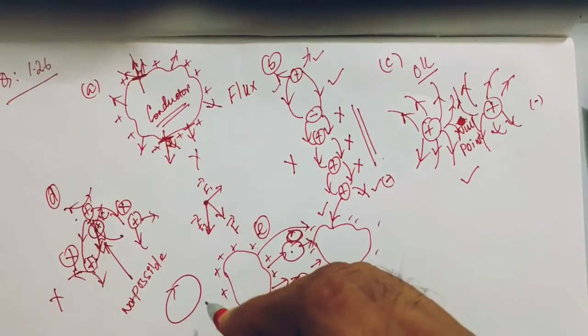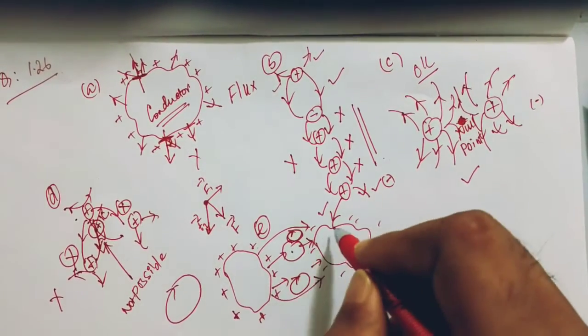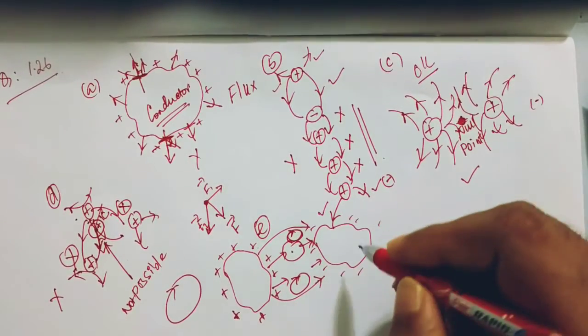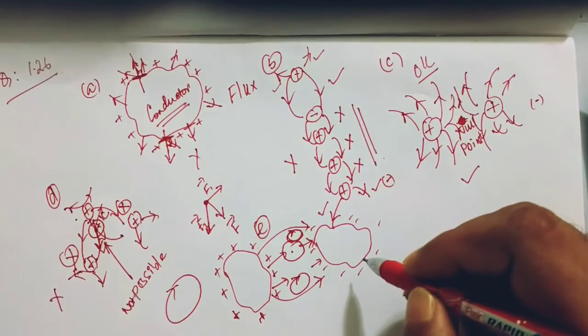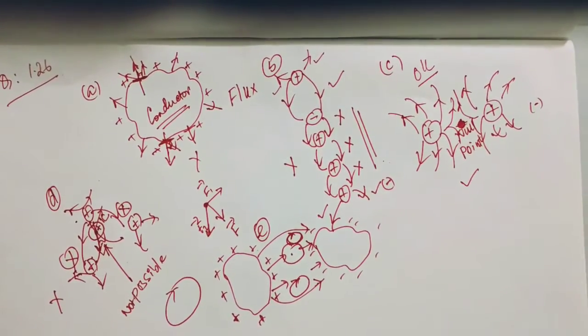The field line cannot be a cycle, due to conservation of energy; it is not possible. But this case is okay. Overall, this picture could represent an electric field line, right? So this is 1.26. Then we will move to the next question, 1.27.